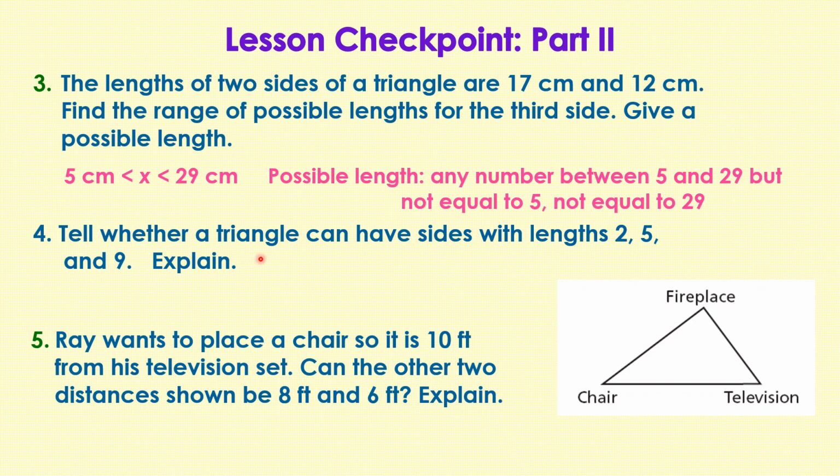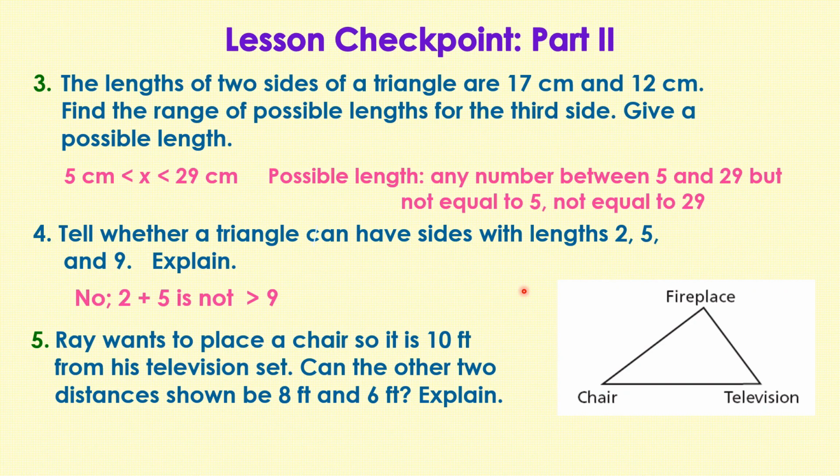Number 4. Tell whether a triangle can have sides with 2, 5, and 9. Explain. So can we form a triangle? What is the first step? Choose the longest side, 9. Then add the remaining two sides, 2 plus 5, 7. And then you compare. Is 7 greater than 9? No. Explain why. By the triangle inequality theorem, the lengths of the two sides must be greater than the third side. And we take the third side to be the longest side.